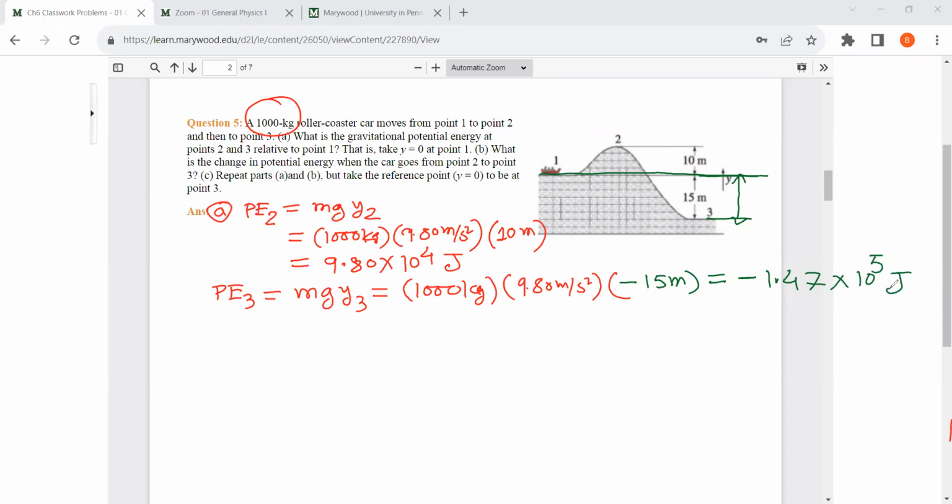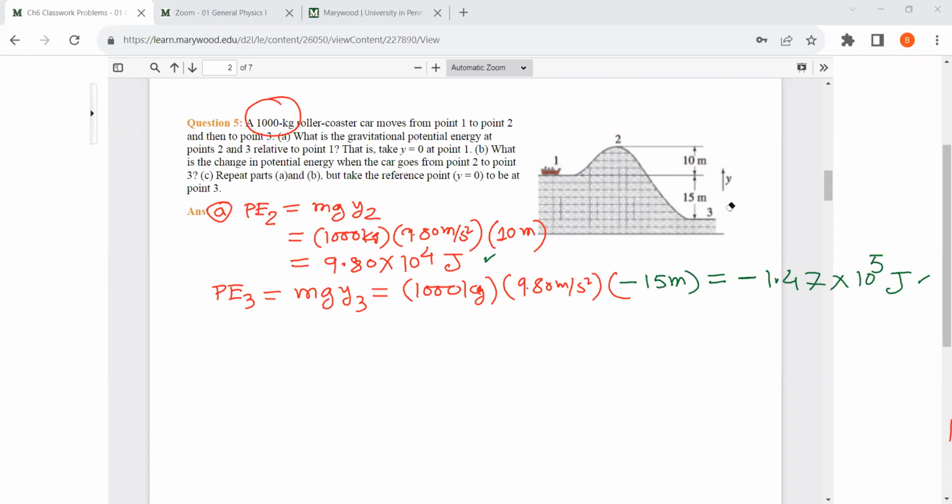Okay, so you see that the potential energy at position 2 is this, at position 3 is this, when our reference line is this one, from which we measure the distance. So above this line all the numbers are positive, below this line all the numbers are negative. Okay, all right. Now number B.